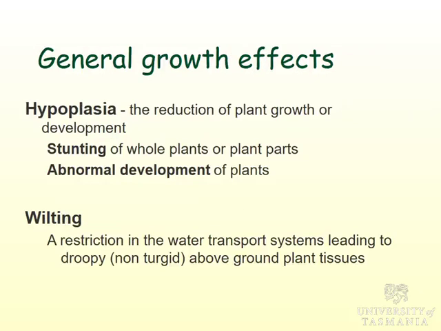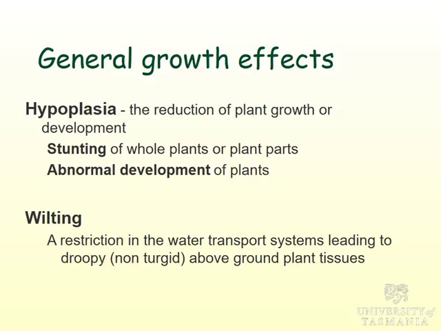Generalised growth effects. So we can talk about hypoplasia, which is reduction in plant development. So essentially, a great many diseases end up reducing the ability of the plant to grow to its genetic potential. So it might be stunting of the whole plant, it might be stunting of a plant part, it might also be abnormal development, it might be twisting, leaf curling, puckering, all sorts of stuff that happens because the cells aren't growing or dividing as quickly or as well as they should, or even the necrosis obviously stops development of that particular part of the plant.